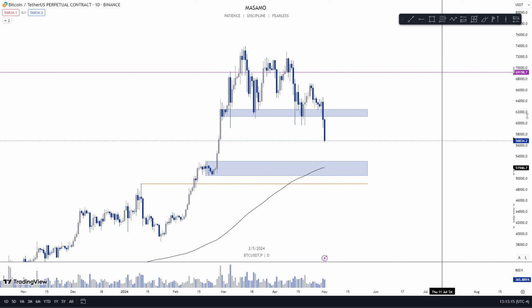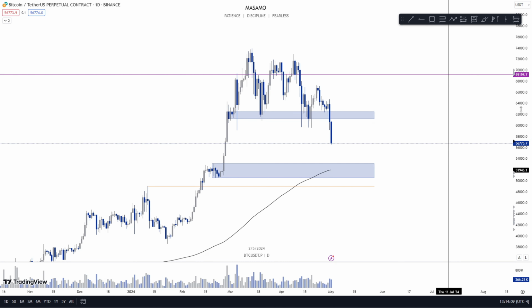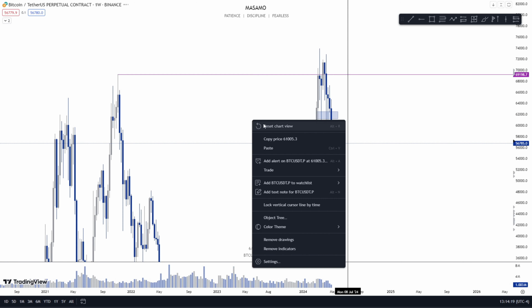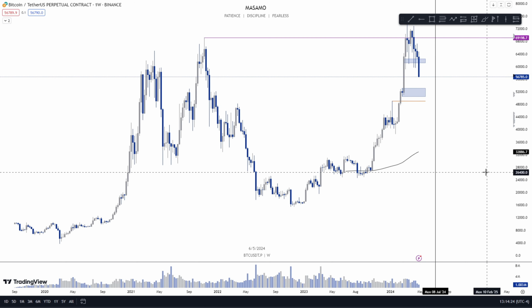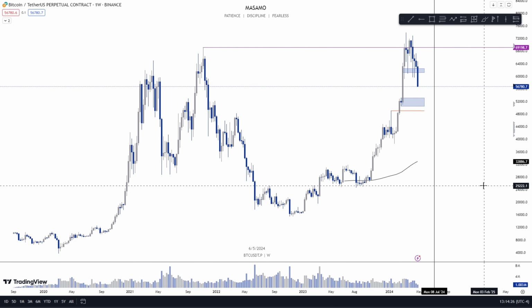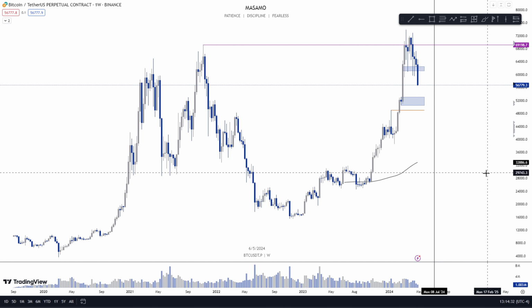So now let's get started. This is Bitcoin on a daily time frame. Actually, we do not want to start from a daily time frame. Let's go on a weekly. I want to show you some stuff. As mentioned, I will try to share a higher time frame analysis, so we're not going to look at 15 minute and 1 minute time frames. So let's get into it.